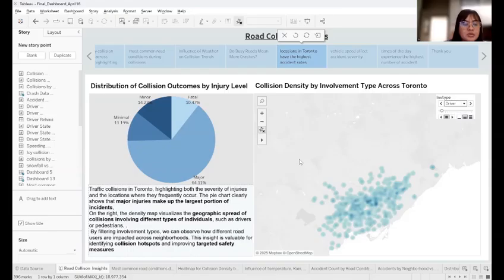Professor, to conclude this project, our analysis showed that weather, traffic volume, and road type all play a critical role in motor vehicle collisions across Toronto. We found that major injuries are most common, especially on arterial roads during peak hours or in bad weather conditions like snow or rain, high speed, and certain driver behavior. Areas like downtown Toronto show higher collision density, especially for pedestrians and cyclists.